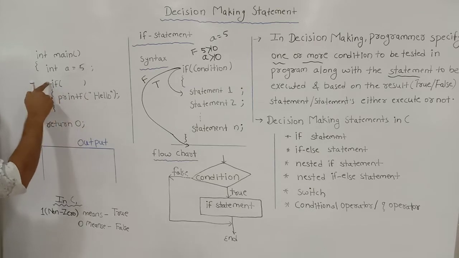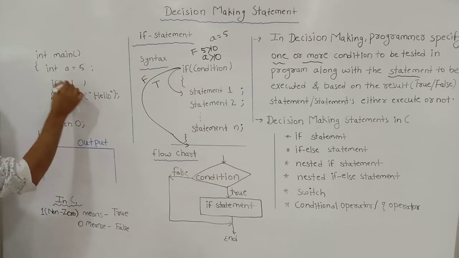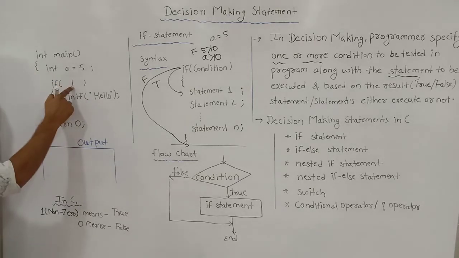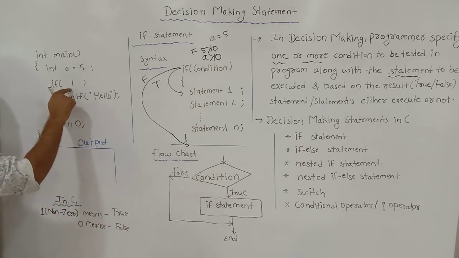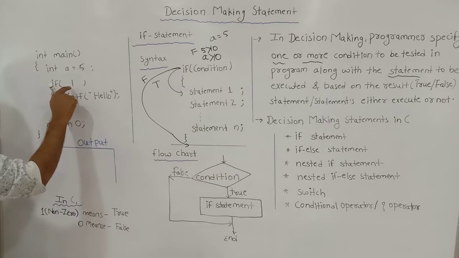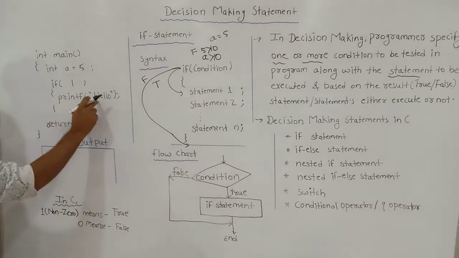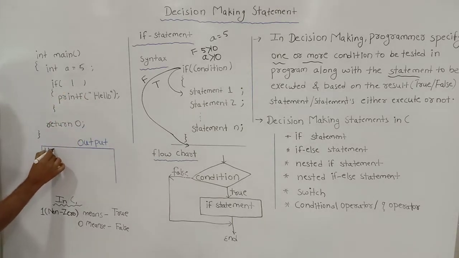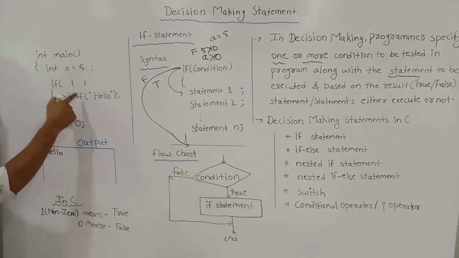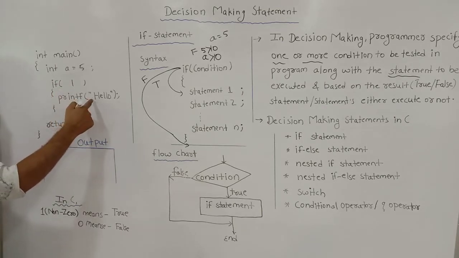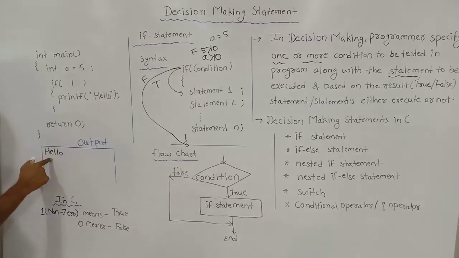Here instead of the condition we can also write 1. What do you mean by 1? 1 means true. Here we have written 1, which means the condition will always be true. If we run this program then we always move inside the if and we will always print hello. The condition will always be true and we always move into the if and always print hello.